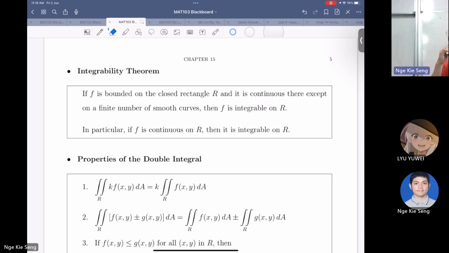So what's the main point here? The main point is if f is continuous on R, then you can do integration. So you can do integration on any continuous function. How about the first statement here? What does it mean by continuous except on a finite number of smooth curves? Can you imagine what's going on here?